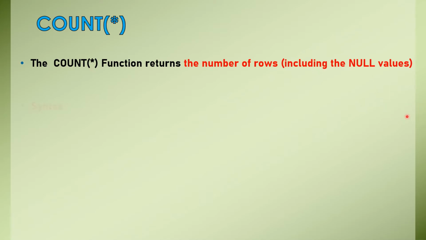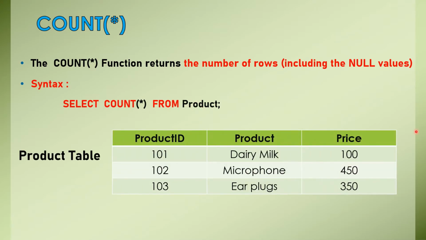So how to write this query? The syntax is very simple. You need to write select count star from product. Simple. So what will happen? It will count all the rows, and it will also consider the null values, and give out the output. Suppose our table is this, and you run this query, then it will give the output as 3. Correct, because we have 3 rows.